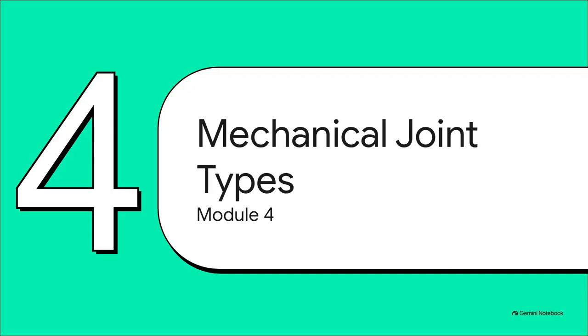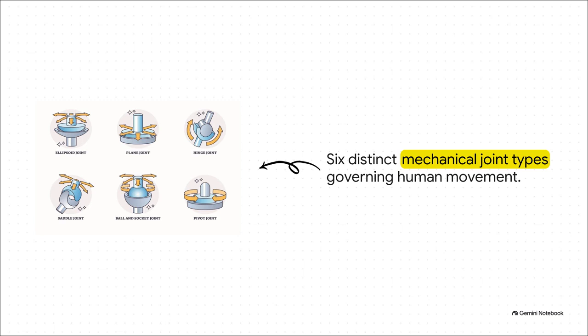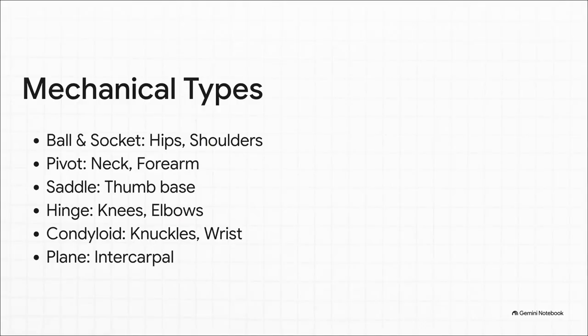All right, Module 4, Mechanical Joint Types Explained. Check these out. There are 6 distinct mechanical types that govern human movement, and their specific physical shapes completely dictate how they move. Some are designed for just simple sliding. Others act like literal door hinges for uniaxial movement. Some allow biaxial movement across 2 planes, and some are multiaxial, offering a massive, almost 360-degree range of motion. Let's actually map these mechanical types to specific functional examples in the body to make it concrete.